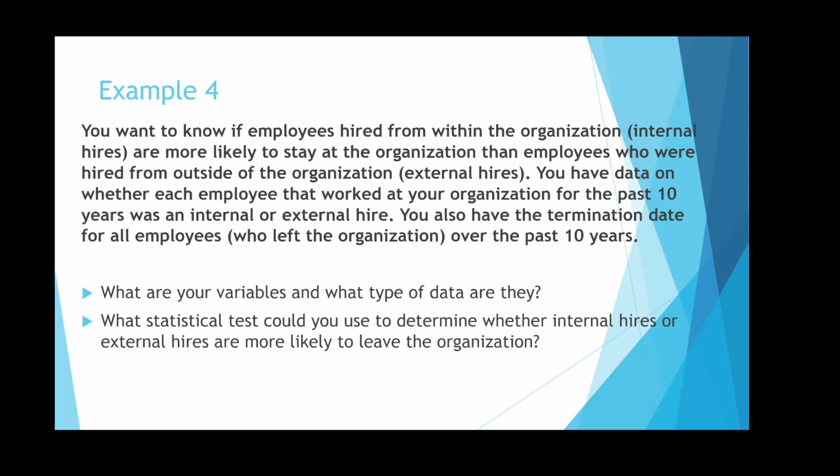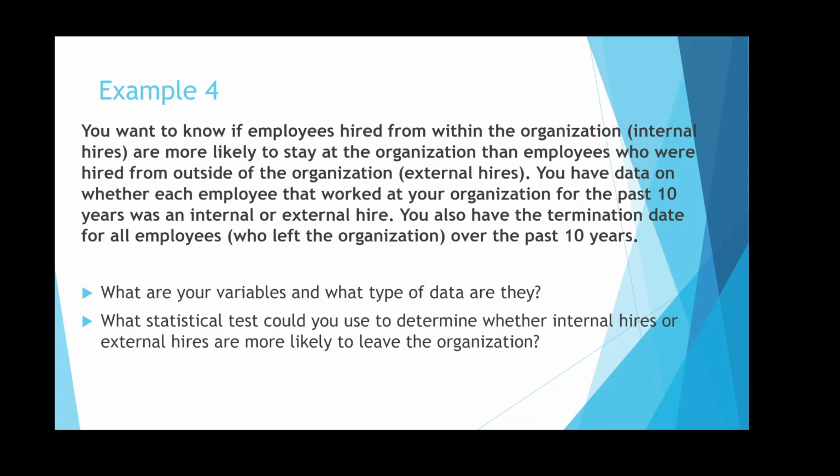So if you want to know the relationship between internal versus external hire and whether or not someone stayed, you could have those 2 columns, 2 nominal variables: internal versus external, stayed versus left. So those are both nominal. You don't really have an independent variable and a dependent variable. You're just looking at the relationship. So you would do a chi-square test of independence there.